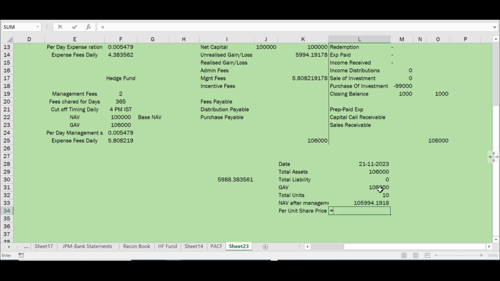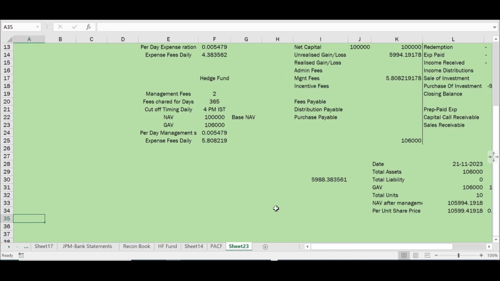And if I calculate for per share basis, so we have around 10 units. So let's see and calculate 10599.41918. So this is how you can differentiate. If I again calculate GAV, let's say for per unit, so you would see that difference. GAV is 100 and your per unit share price NAV is 10599. I know that there would be difference in penny, but yes, so this is how your expenses actually create impacts on NAV for per shares.